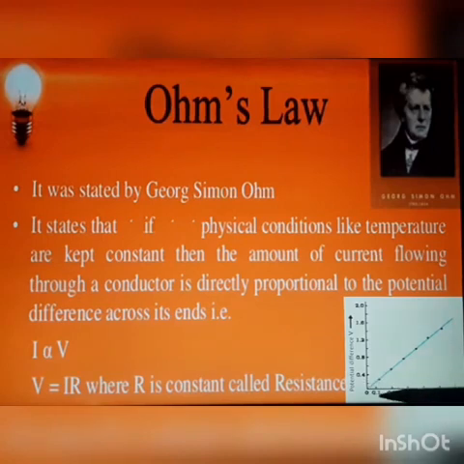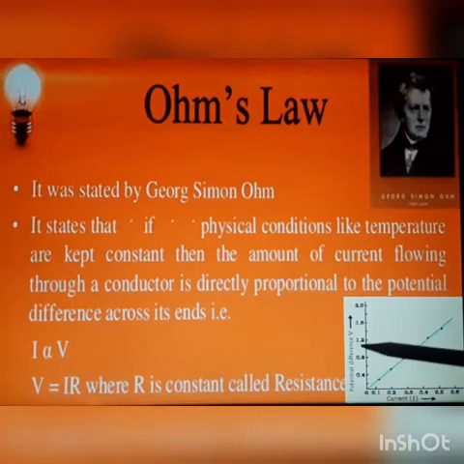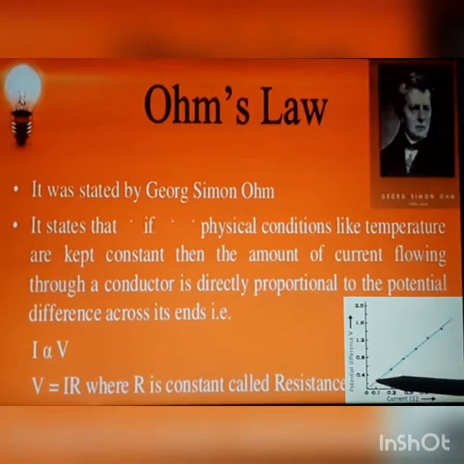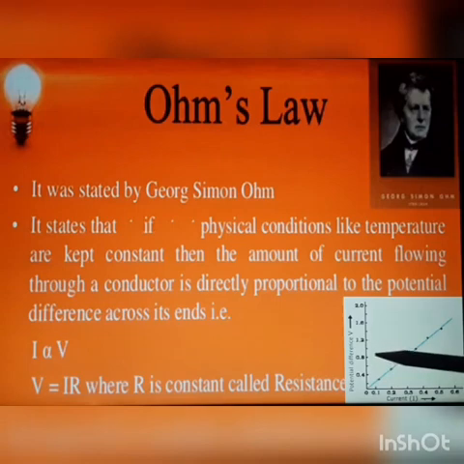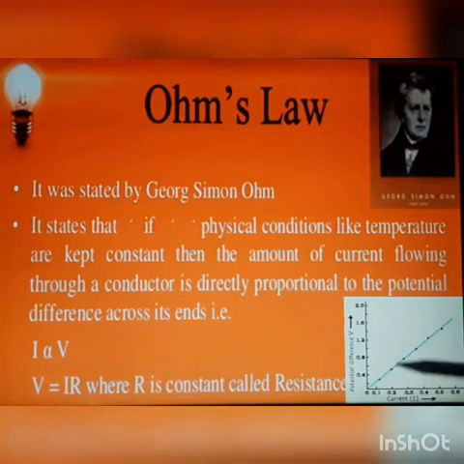While drawing a VI graph, we have to see that current always remains on the x-axis and potential difference remains on the y-axis. And this straight line indicates the VI graph. These black dots are the points that are taken. That means from here we can calculate the change in potential difference along with current.